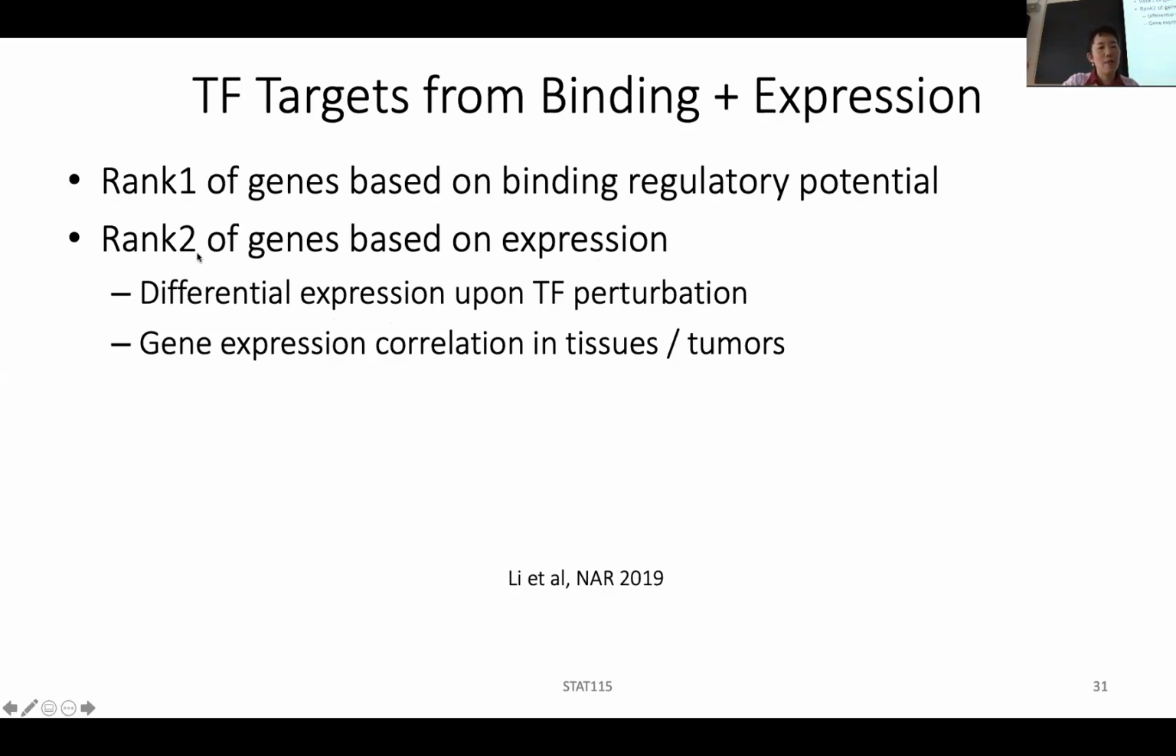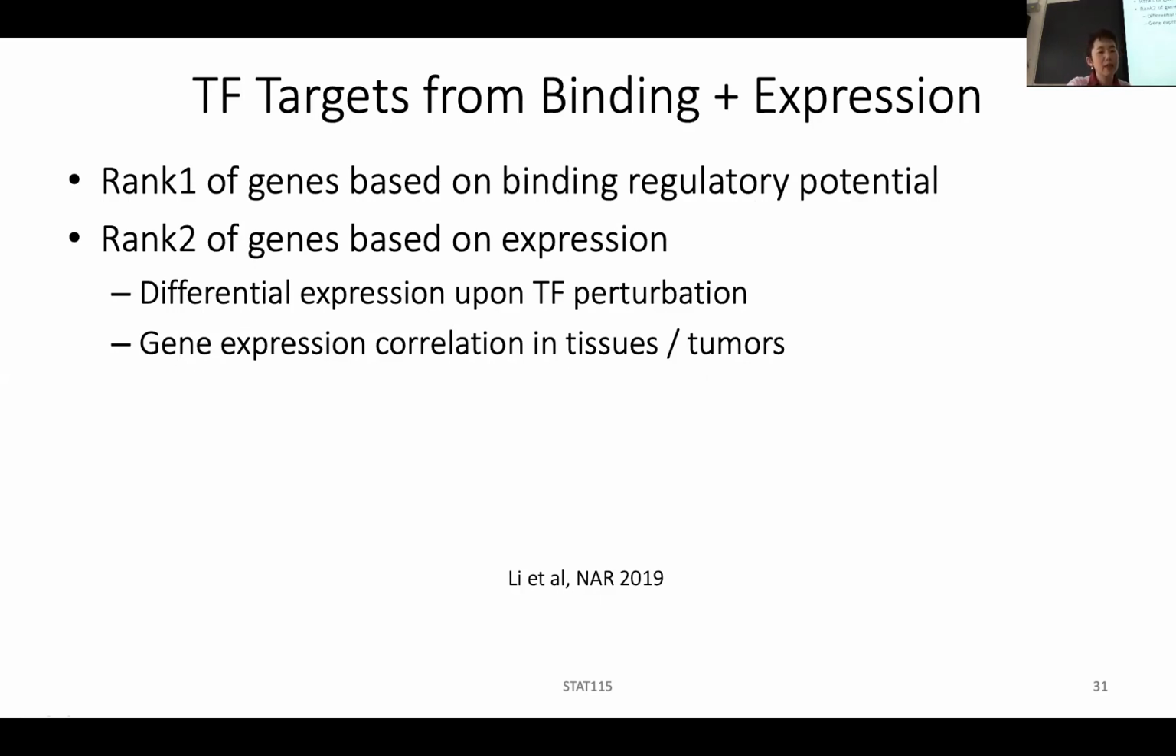And so based on the binding, we can calculate what the putative targets are, but also we need to look at the expression. We say, okay, when the TF is active or inactive, what are the differential genes, right? So you know which genes are upregulated, which genes are downregulated. You can also look at the gene expression correlation in the tissues or tumors if you don't have differential expression.